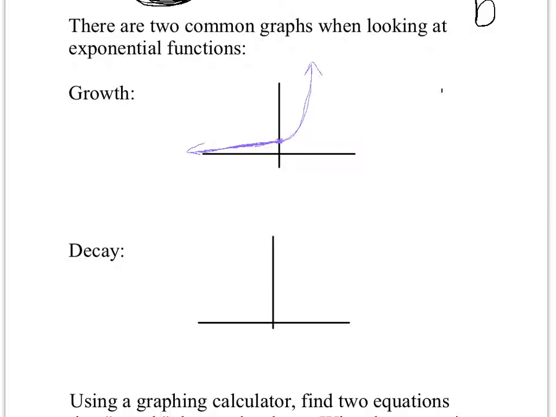Now a decay function, the other picture we're looking at, still crosses at the 1. But then what happens is the graph pretty much flips. It's still going up, but it's going up on the left-hand side. And then on the right-hand side, it's going to go down gradually towards the x-axis, but never actually reach it. This is called a decay, because as you look at it from left to right, it's going to get small really fast, and then it's going to level off and get smaller and smaller. And so that's a decay. As you go to the right, it's getting smaller.